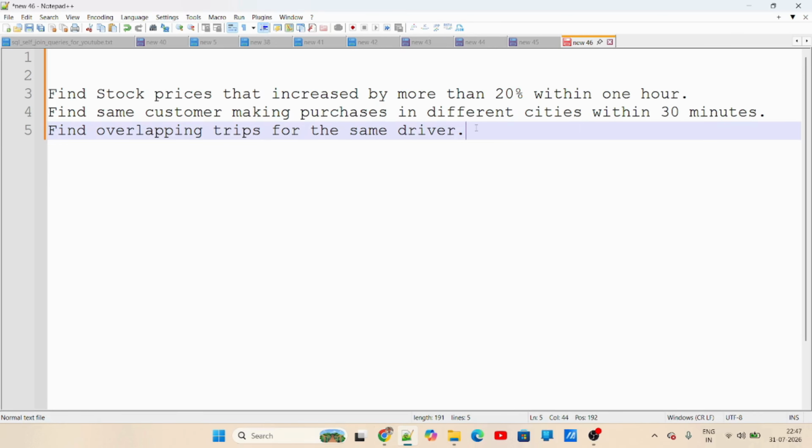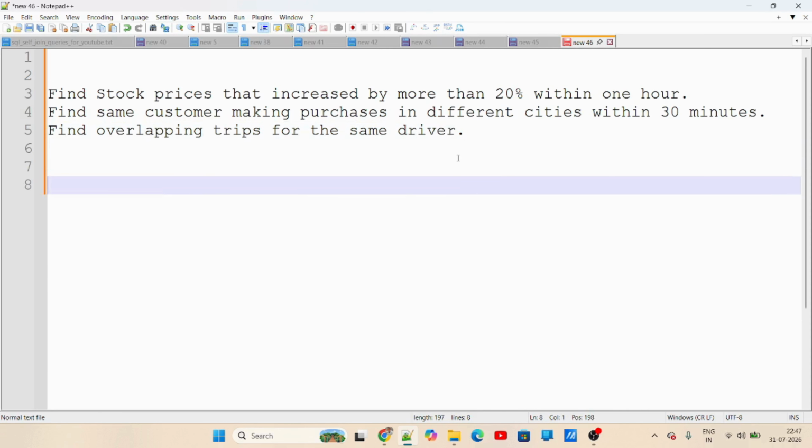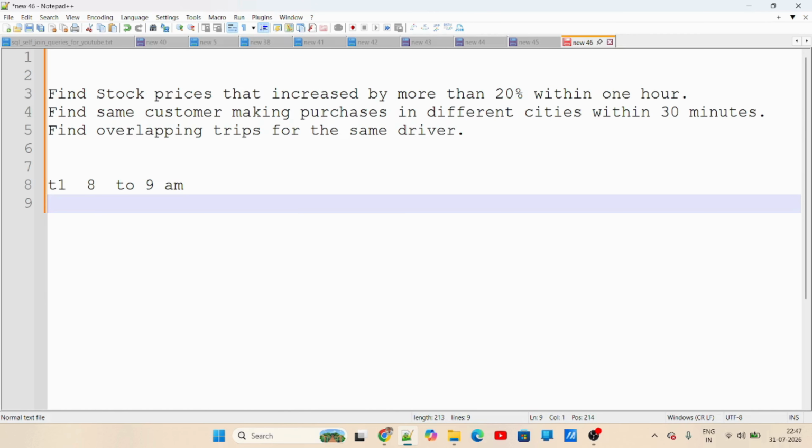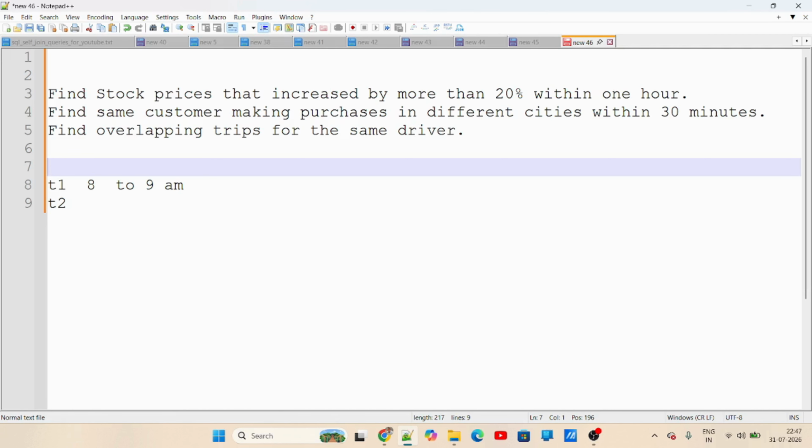Now let's start with the third query. Find overlapping trips for the same driver. Now what we want to find out is for the same driver. Okay, say driver A. Okay, if there are any overlapping trips. When we say overlapping means, say this is trip 1, it is from 8 to 9 a.m. Okay, let's take a.m. only. And then T2, the trip 2 basically for the driver A. This is for the driver A only.